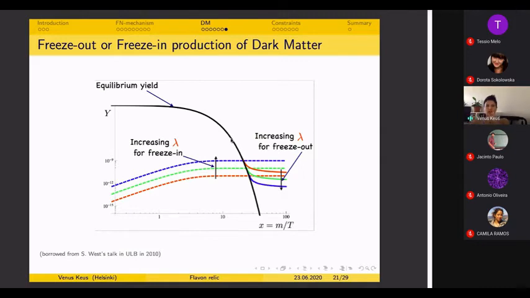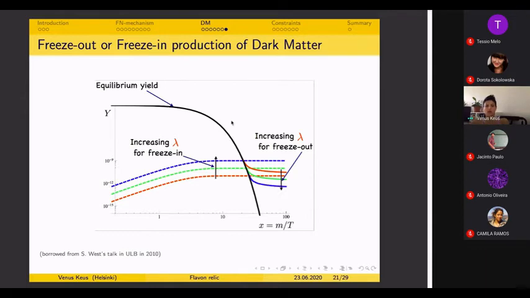what we're saying here is that if your interaction is stronger with the standard model, you will stay in equilibrium with the standard model particles for longer. And remember that the interaction rate is inversely proportional to the VEV of the flavon. So if you have a large flavon VEV, that means your interaction rate is actually smaller, meaning that you will fall out of thermal equilibrium earlier.